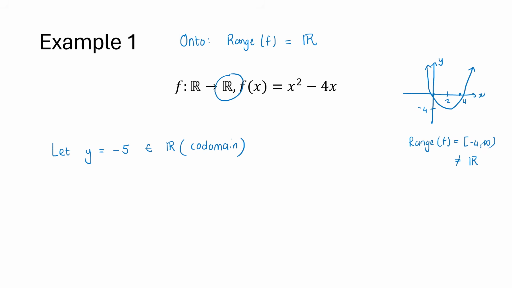Can we find an x in the domain, so a real number, where f of x is actually equal to -5? Is this possible? Let's see if we assume this is the case. So f at x is equal to -5. Will this cause a problem? Well, f of x is equal to x squared minus 4x.